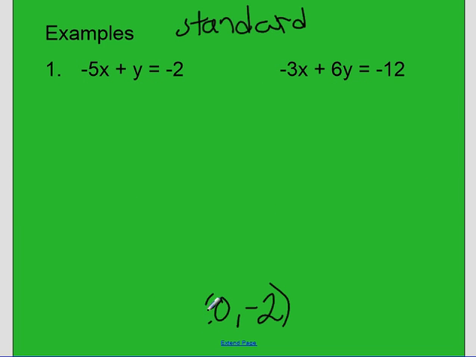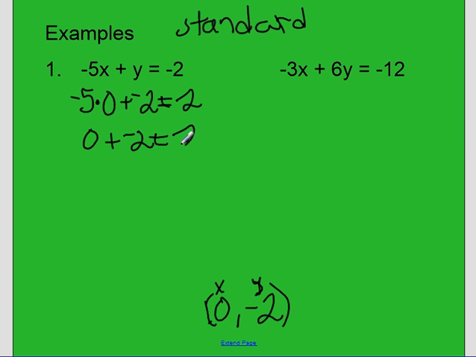So the point that I am saying is a solution is 0, negative 2. Remember, that's my x and my y. In order to check, I have to plug those into both equations. So I'll start with this first one. Negative 5 times x, which is 0, plus y, which is negative 2, should equal negative 2. Negative 5 times 0 is 0. 0 plus negative 2 should equal negative 2.